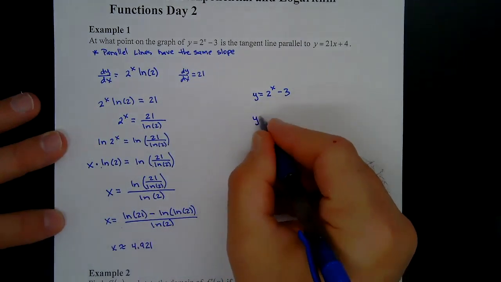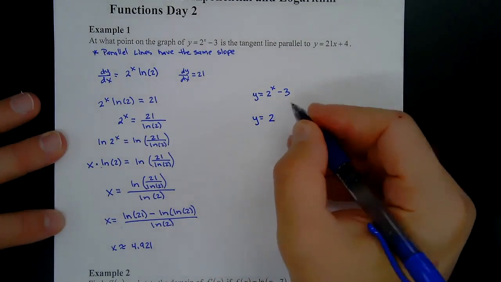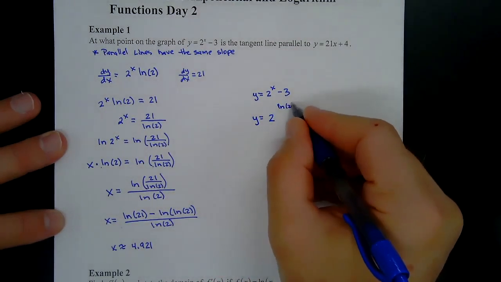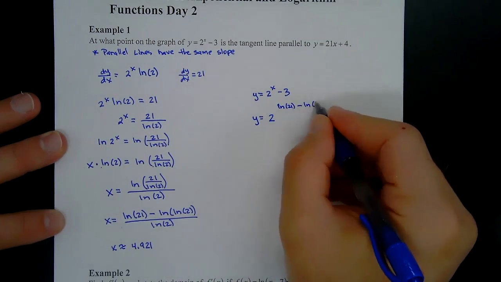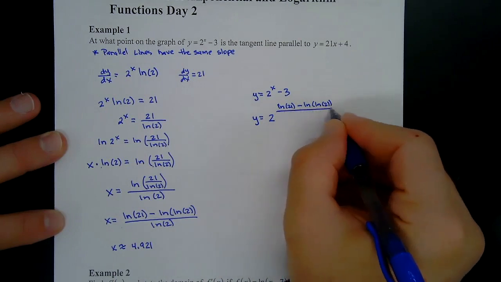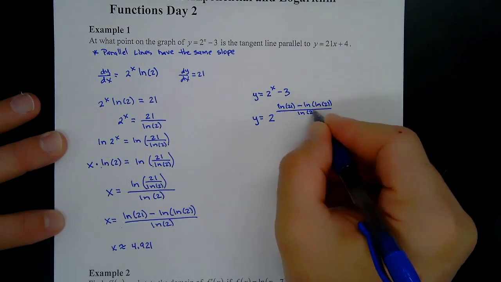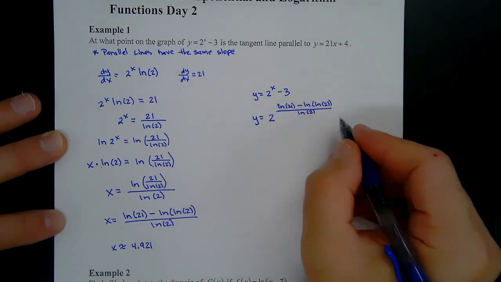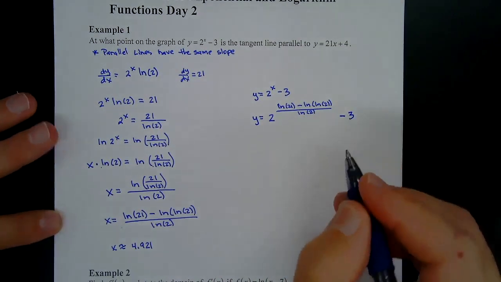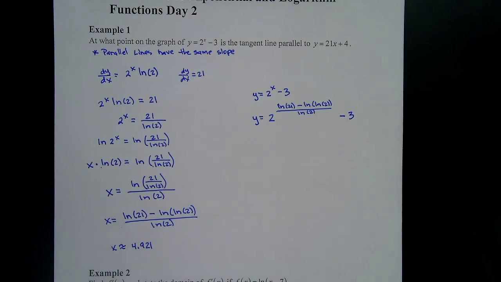So this becomes y is equal to 2 raised to the natural log of 21 minus the natural log of 2, over the natural log of 2. And that's my exponent. And then I need to come down out of the exponent and subtract 3. So I'm going to go to my graphing calculator and put this in, and then we'll come back.